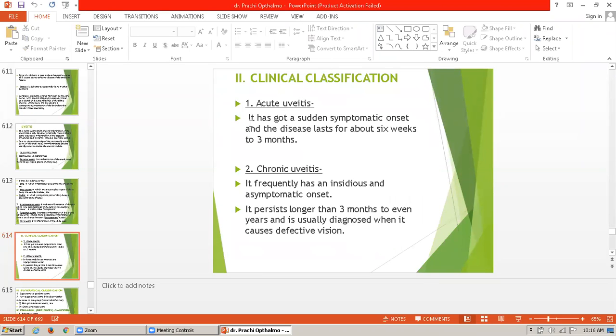Clinical classification. First is acute uveitis. It has a sudden symptomatic onset and the disease lasts for about 6 weeks to 3 months. Second is chronic uveitis. It frequently has an insidious and asymptomatic onset, and it persists longer than 3 months to even years and is usually diagnosed when it causes defective vision.